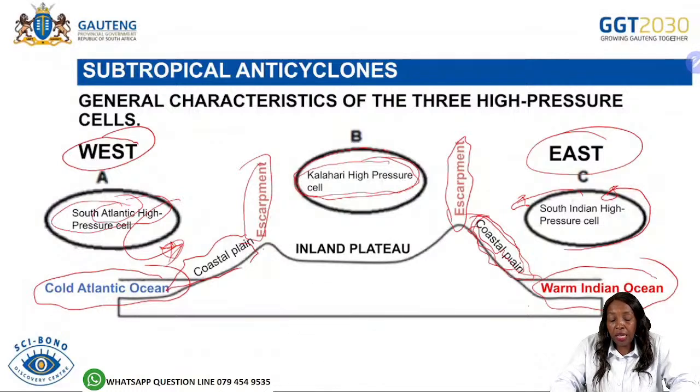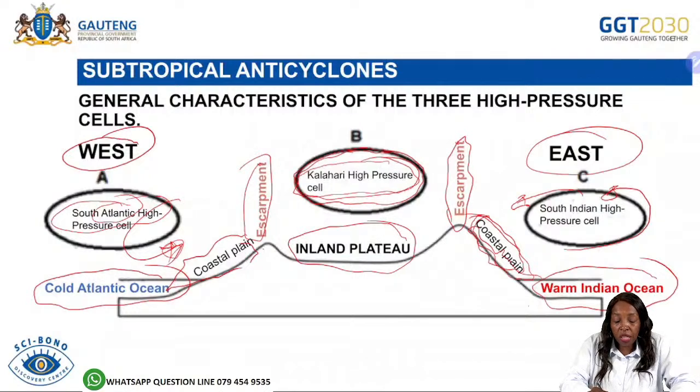Okay, so the inland, we said it is influenced by what? Mainly by the Kalahari high pressure cell. And then this Kalahari high pressure cell, its position would be determined by whether it is summer or winter. And we are also going to look at how the position of the Kalahari high pressure cell would influence the weather conditions over the interior of the country, as the Kalahari high pressure cell would shift north in the summer, and then it would shift south in the winter.